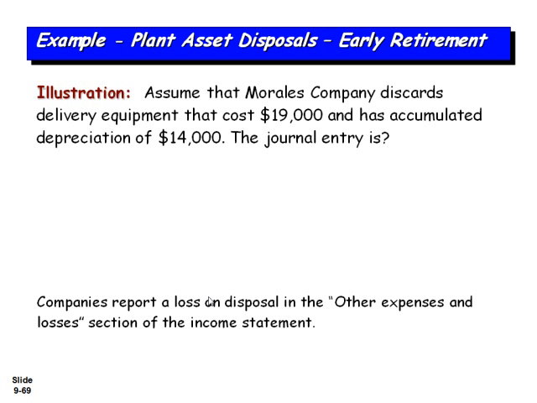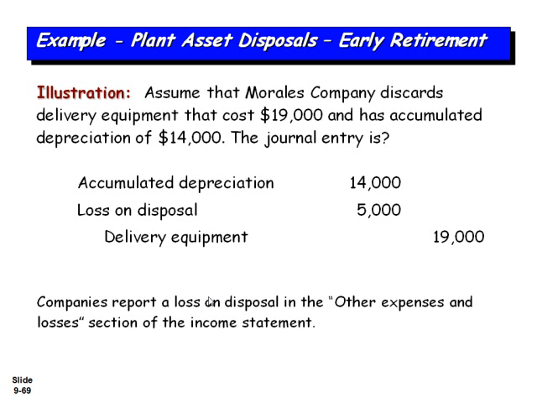Well, the first thing you do is clear out the equipment account. So we know that equipment has a $19,000 debit balance. So we're going to credit equipment, $19,000. And again, you could just use the account title equipment. You don't have to be so specific here. Accumulated depreciation has a balance of $14,000, credit. So to clear it out, we debit accumulated depreciation.